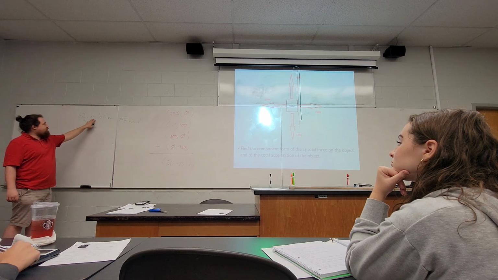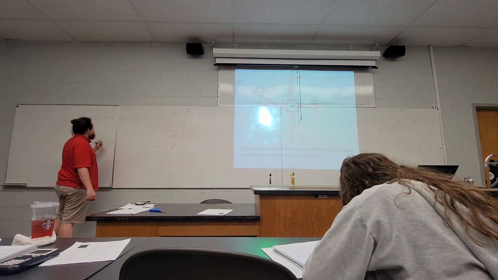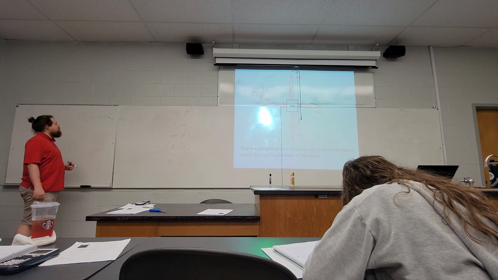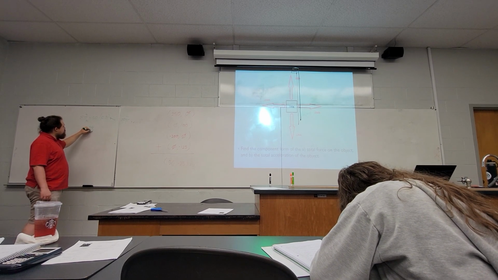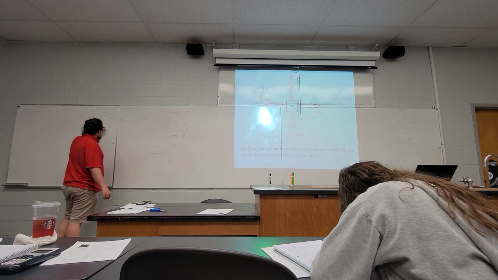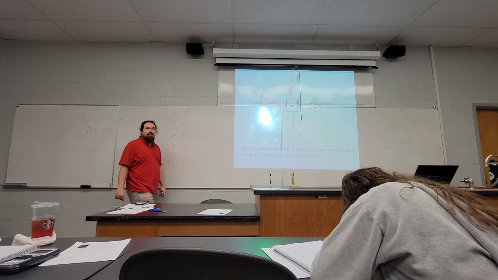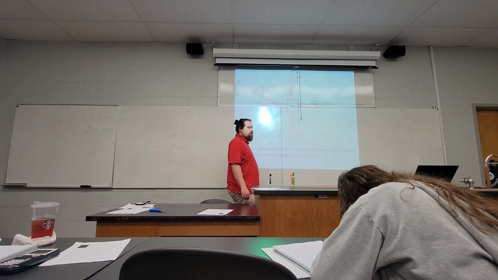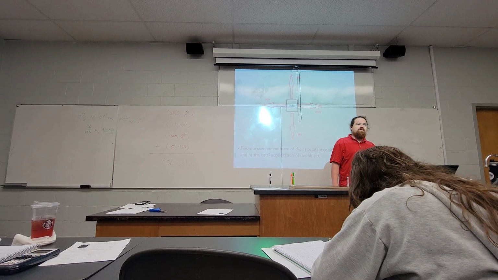So 50 equals 0.5 times A, specifically A in the x-axis. So I'll just label it. Therefore, 50 over 0.5 equals our x acceleration, and that is 100 meters per second squared in the x. Feel good so far?